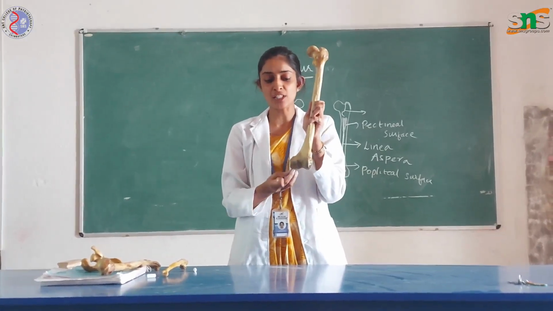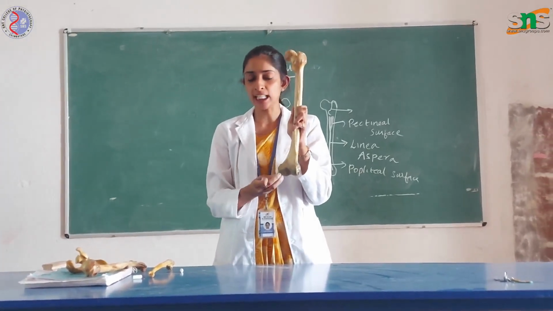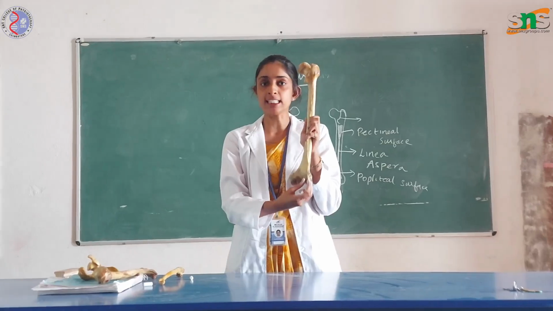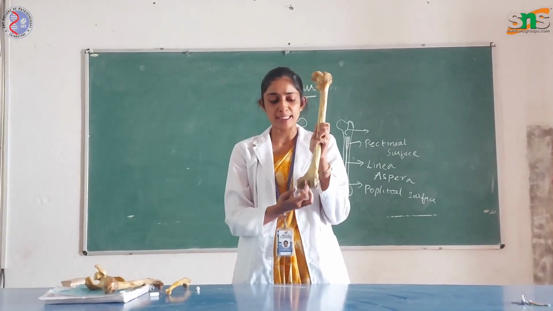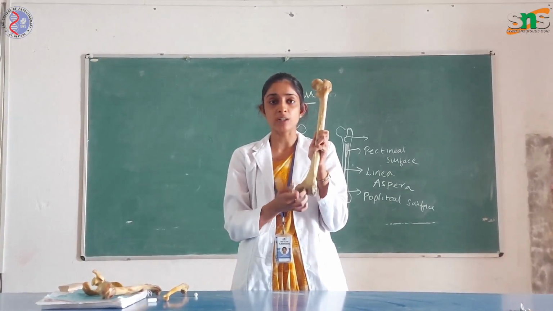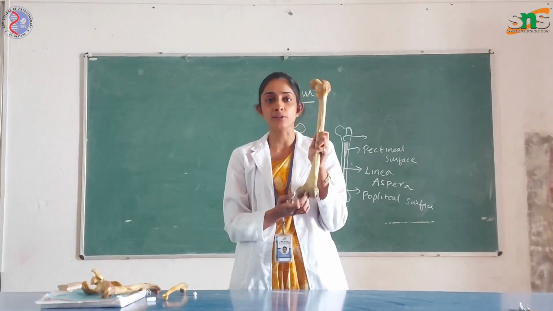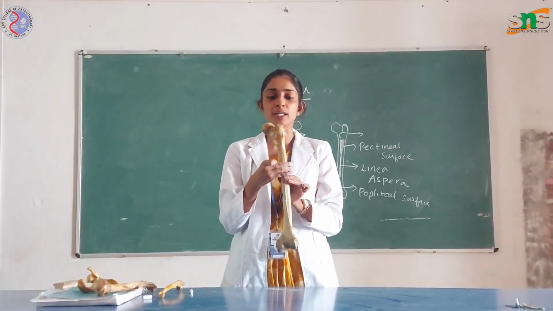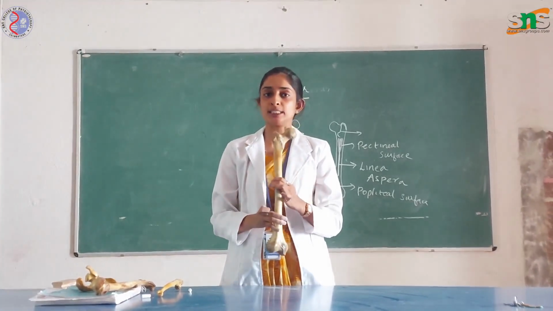Now you can see below these two ends are the condyles of the femur. This condyle is larger and is called the medial condyle, and this condyle is smaller compared to this and is called the lateral condyle. Between these two condyles you have this fossa that is called the intercondylar fossa. So this is all about the anterior and posterior aspects of the femur and all about the osteology. Thank you.